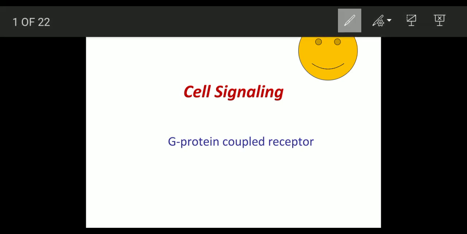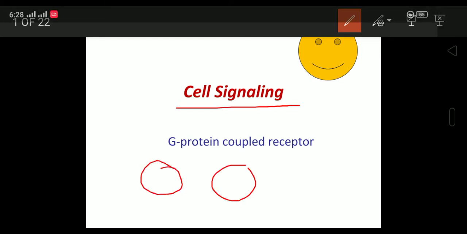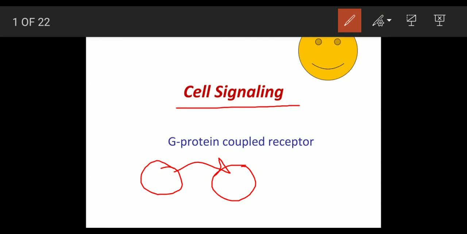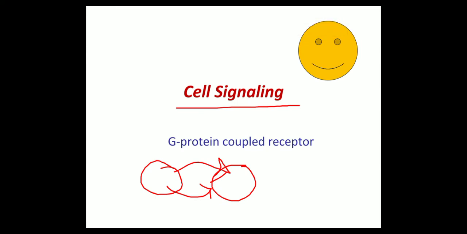Okay, so now let's learn about cell signaling. What does cell signaling mean? Cell signaling is simply the method by which a cell communicates with another cell. In this, one cell sends signals to another cell, and according to that the cell responds. So this is the basic concept of cell signaling. Now let's see further.